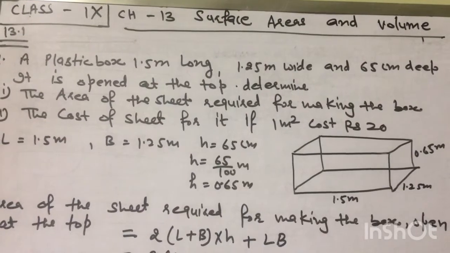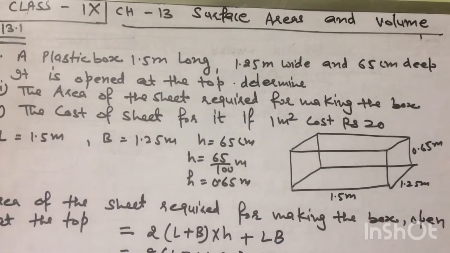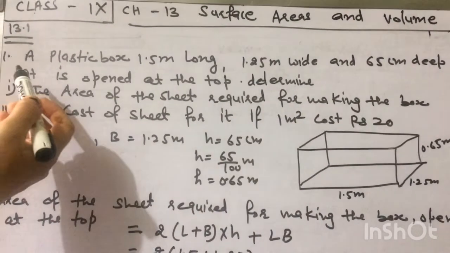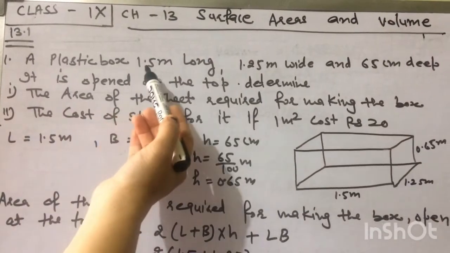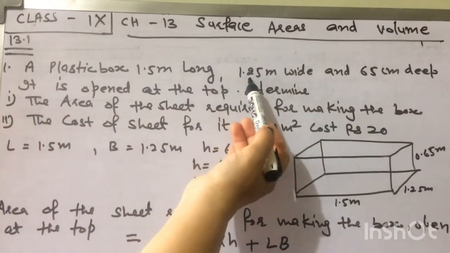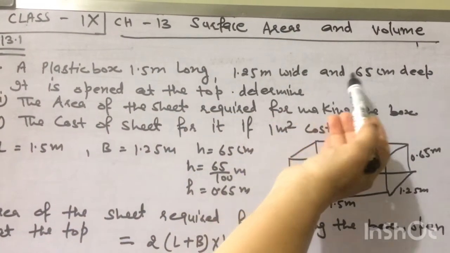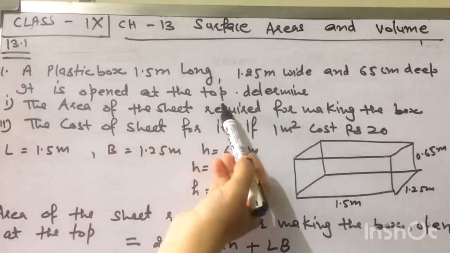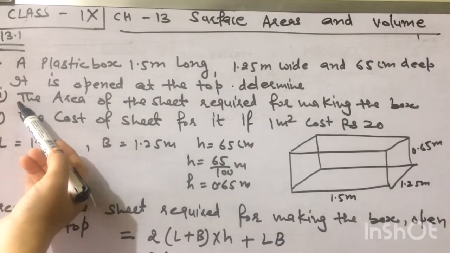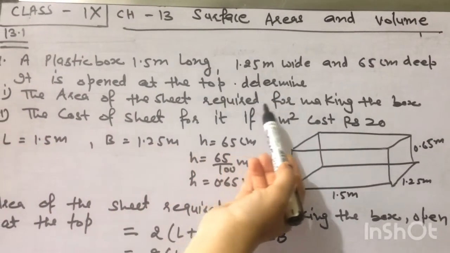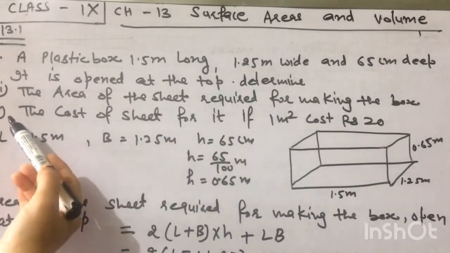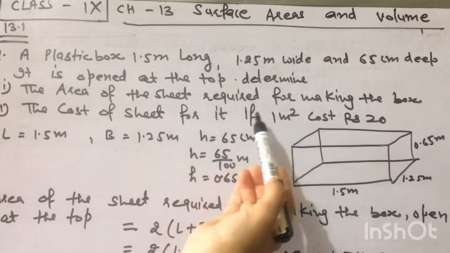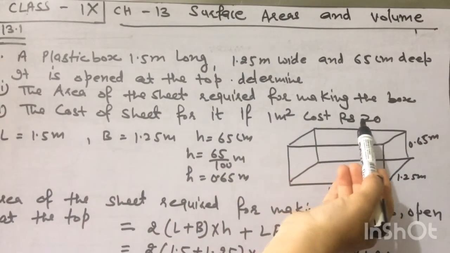Now I am going to explain some questions of exercise 13.1. Question number 1: a plastic box 1.5 meter long, 1.25 meter wide and 65 centimeter deep. It is open at the top. Determine, first part, the area of the sheet required for making the box, and second part, the cost of sheet for it if 1 meter square costs rupees 20.